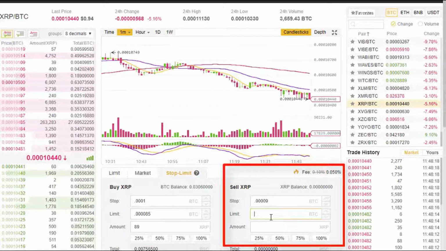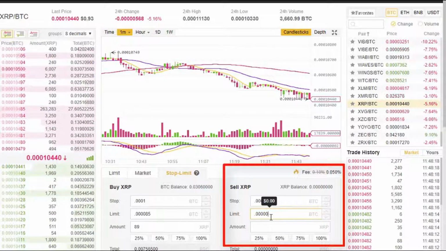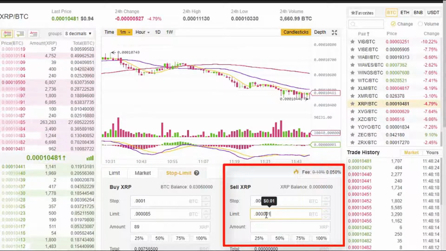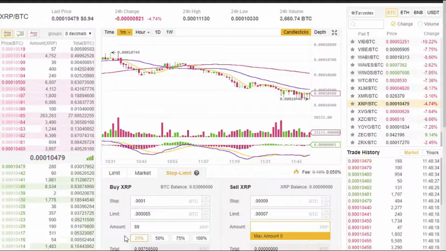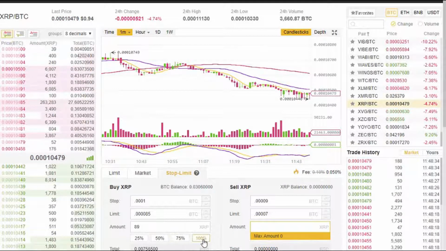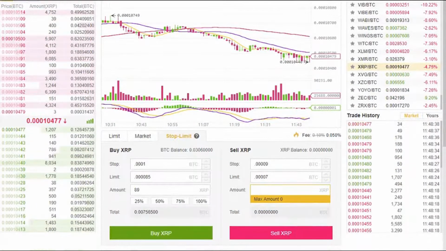But if it keeps going beyond that, you will stop it at, well, let's say 1 cent. Well, that's not accurate. Let's do 7. They're at 63 cents. Okay? And you'll sell, if you had some, whatever amount you like. Again, you'll have the 25, 50, 75, 100% buttons. Okay? And then you just click on sell.